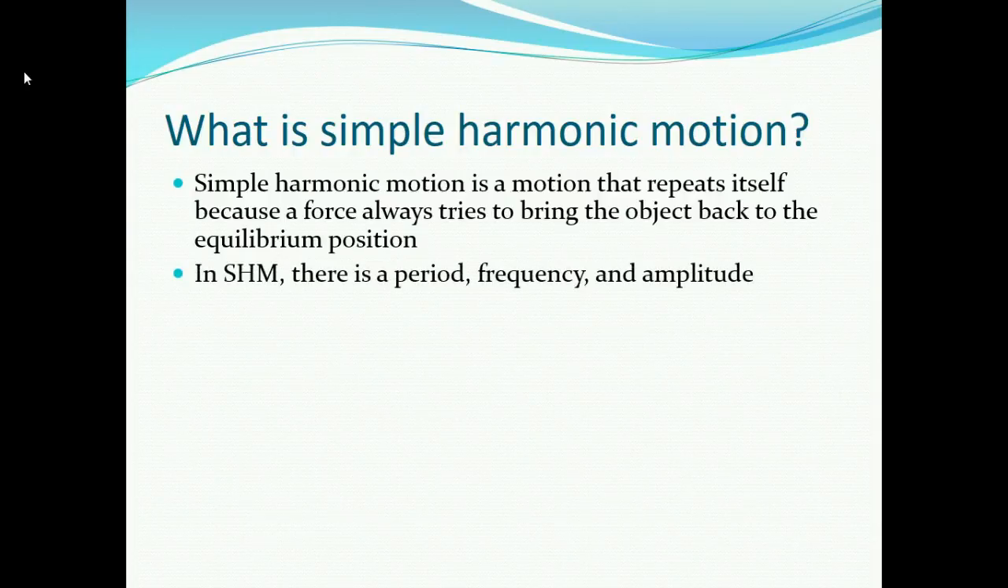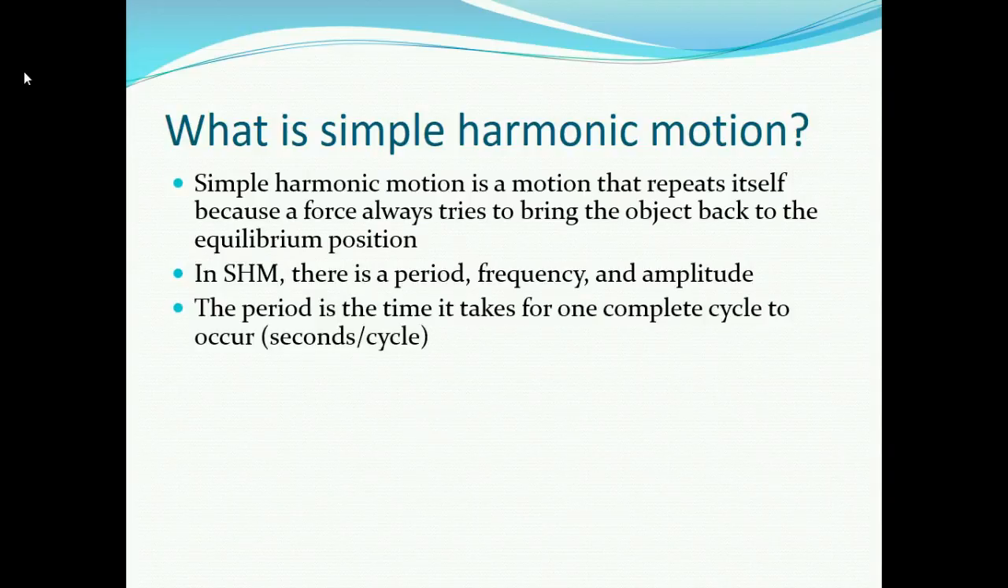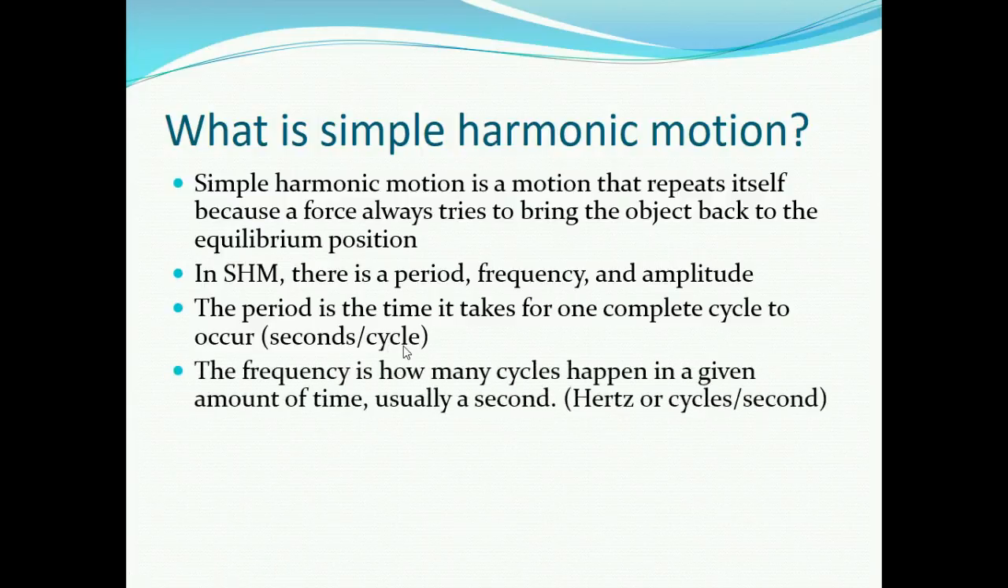And in simple harmonic motion, there are three things you need to know, or important vocabulary: period, frequency, and amplitude. The period is the time it takes for one complete cycle to occur. So basically, a period is how long it takes for the whole thing to happen once. And it is measured in seconds per cycle.